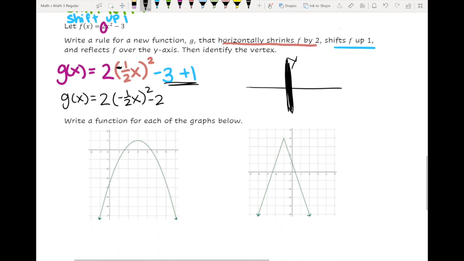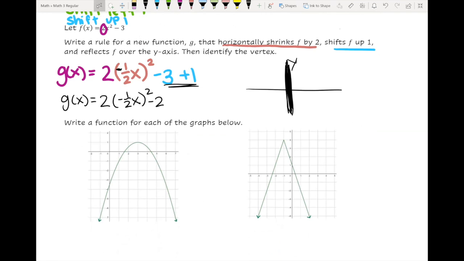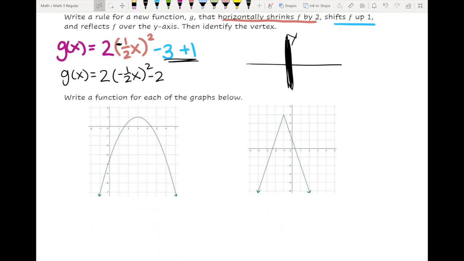And then last one's here. Write a function for each of the graphs below. I can tell what the parent function is based off the graph. This first one, it looks like a parabola, so my parent function has to be y equals x squared. And then let's look at what transformations happen. My parent function usually looks like this. So we've got a few things going on.